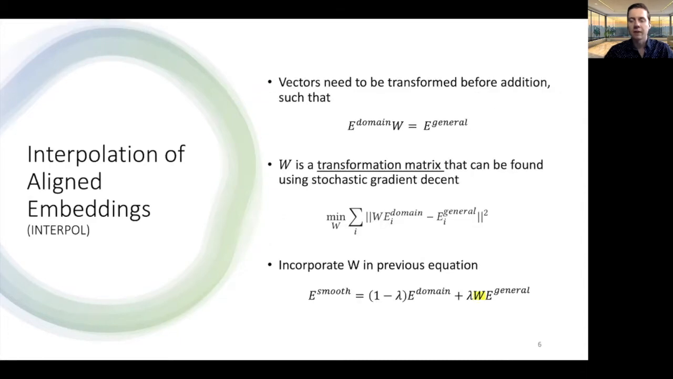However, the embedding spaces cannot simply be added because the embeddings have been trained on separate corpora, or even used separate embedding methods to embed them. Therefore, we have to do a transformation of one of the spaces so that it matches the other one. This can be done by multiplying a matrix W with the domain embeddings, which should be equal to the general embeddings. W here is a transformation matrix that can be found using stochastic gradient descent, and this is the loss function for the gradient descent. Then we can incorporate W in the previous equation, such that we add the W here to transform the general embeddings into the same space as the domain embeddings, which then enables us to add them together.